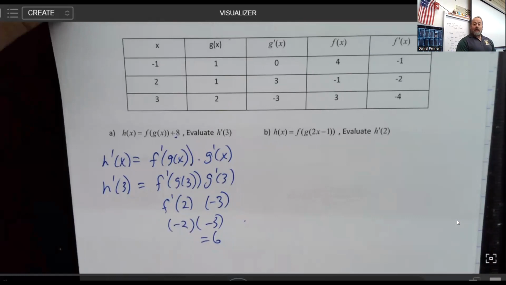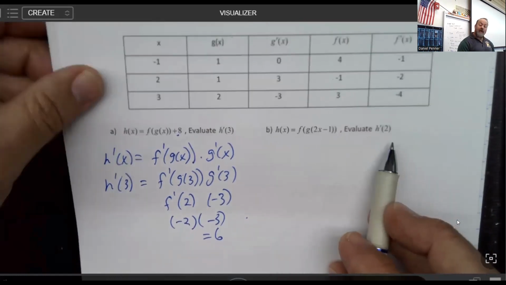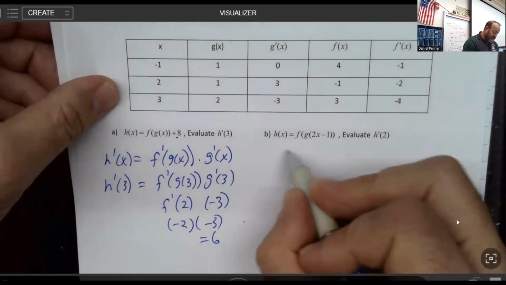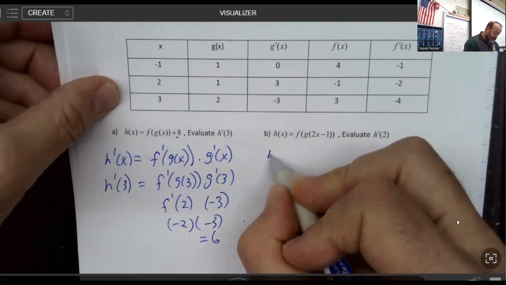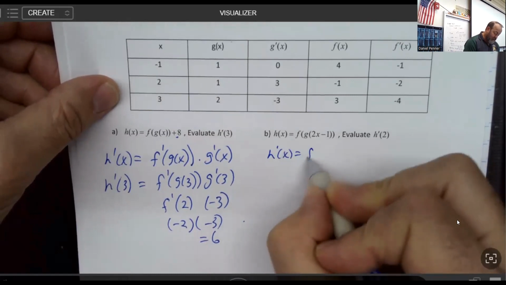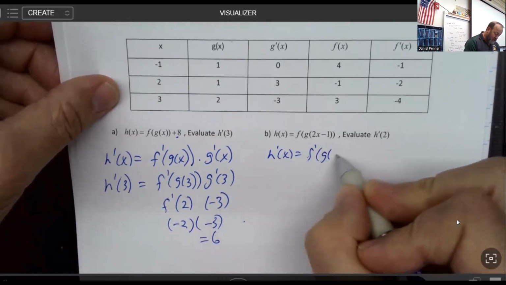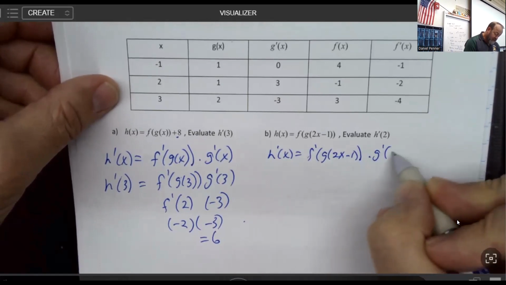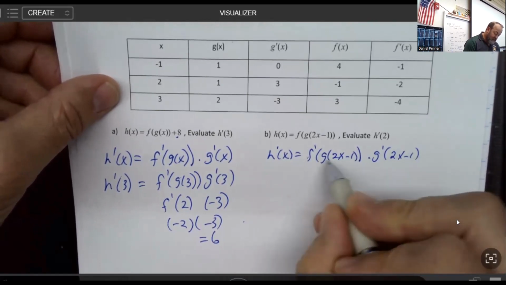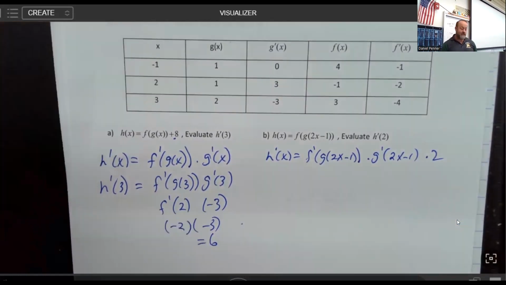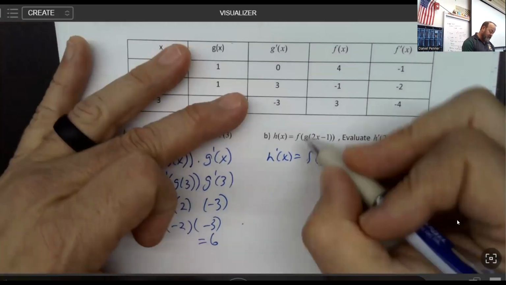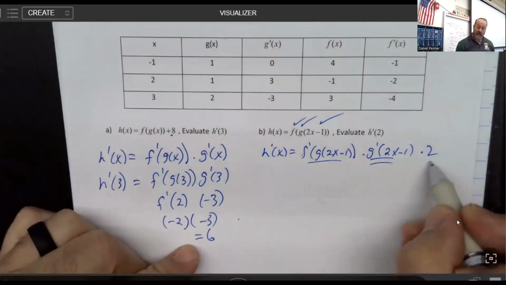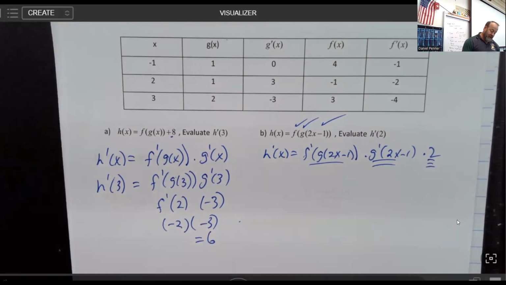Now, similar problem. Now we've got a composite and we're moving things around. So h prime of x would be f prime. We're going to leave the interior portion alone and then multiply by the derivative of the inside piece. And then there's going to be an extra 2 because of the chain rule. I had to work from the f to the g to that. I have 3 steps, 1, 2, and 3. And then we're going to, of course, plug in the number 2.